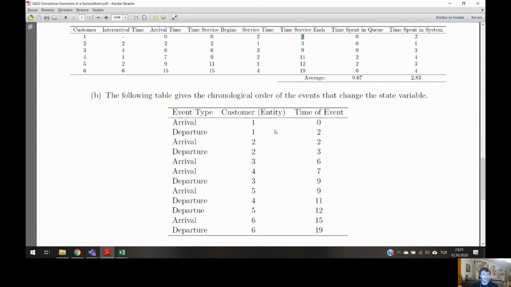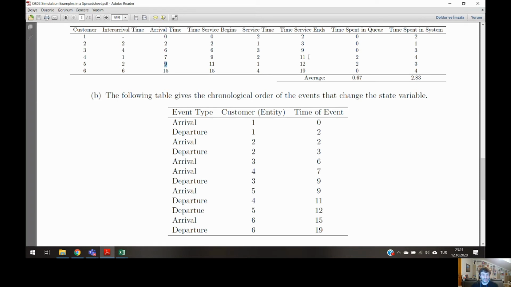And the second customer departs at time 3, as you can see. So the chronological order can be obtained by putting these values into a non-decreasing order, and then you are going to identify at which time which type of event is occurring and to which entity it corresponds. So for example, let's check this event: arrival of the fifth customer at 9. So at 9, the fifth customer arrives.